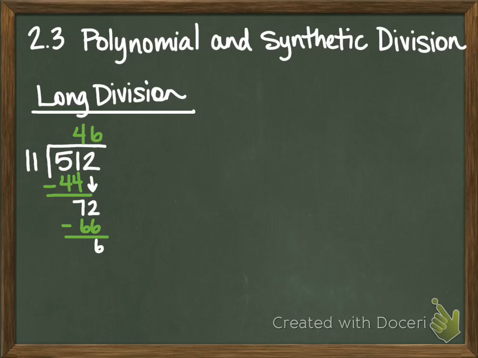Now I'm out of numbers to bring down. This is what you learned first as the remainder. It doesn't go in evenly, so we have a remainder. So we would write something like 46 remainder 6, or 46 plus 6 over 11. Then as you advanced in your long division, you would bring down some extra zeros and continue the decimal. If I continue doing long division, I would get something like 46.54 repeating. So we're just using the process of long division to help us divide polynomials.